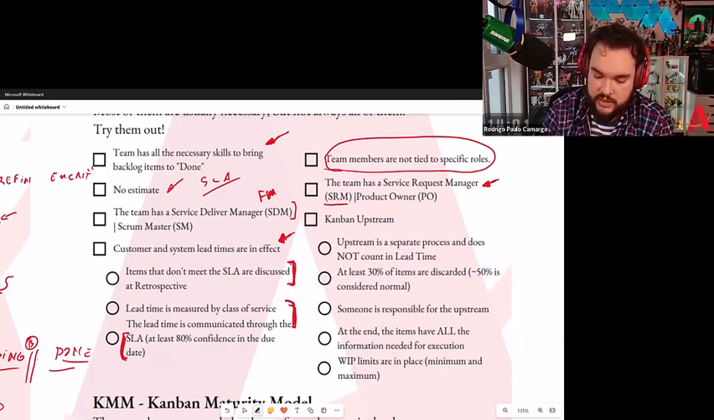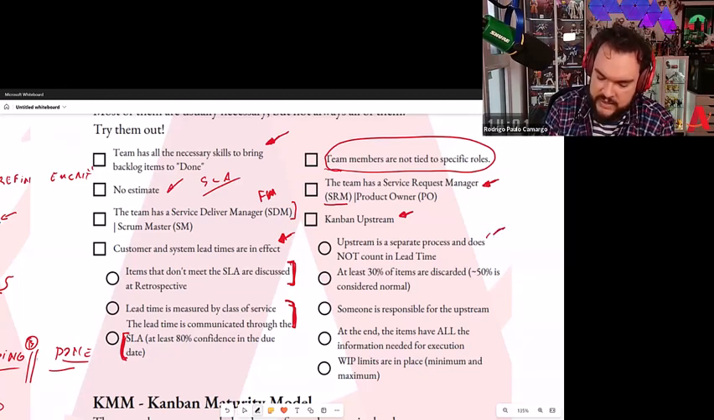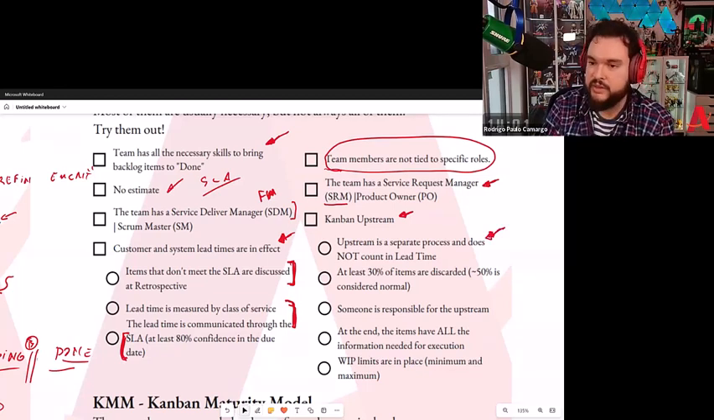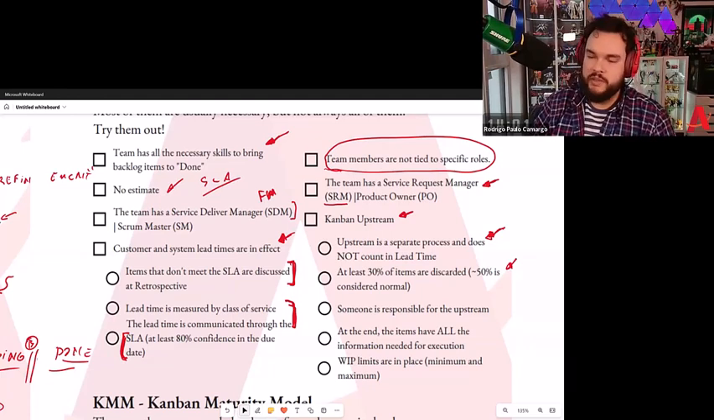And the next one, I'm asking more about the Kanban upstream itself, but in this case, do you have it? I have it. Okay. Is it a separate process that does not count in the lead time? Then the next one is, at least 30% of the items are discarded. And this one is, in my opinion, a little bit polemic.